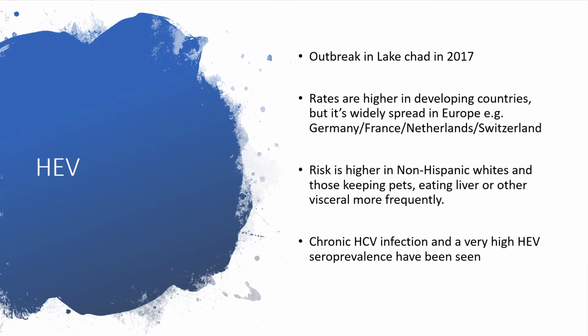Outbreak in Lake Chad occurred in 2017, that is in Africa. Rates are higher in developing countries, but it is widely spread in Europe. For example, there was a widely spread report in Germany, France, Netherlands, and Switzerland. The risk is higher in non-Hispanic whites and those keeping pets, those eating liver or other visceral more frequently. Chronic hepatitis C virus infection and a very high hepatitis E virus seroprevalence have been seen.